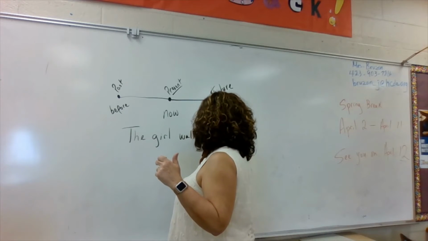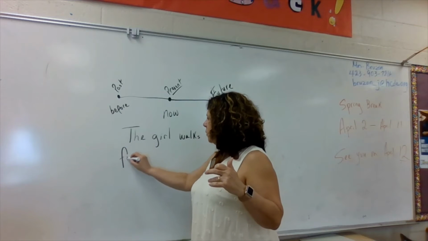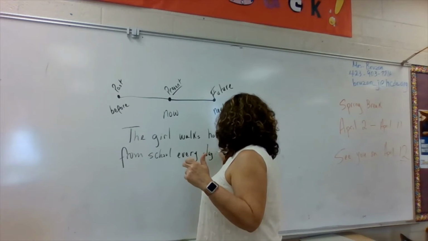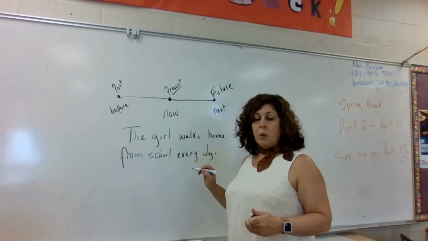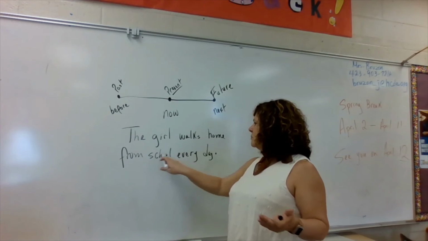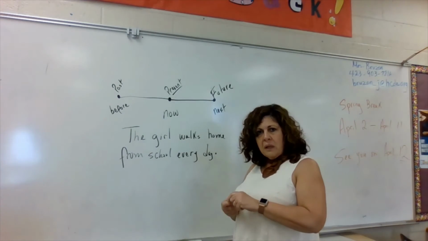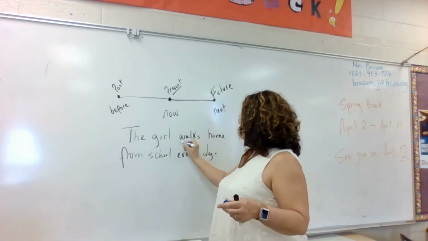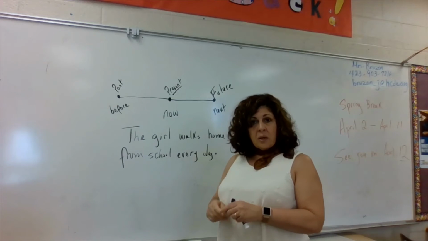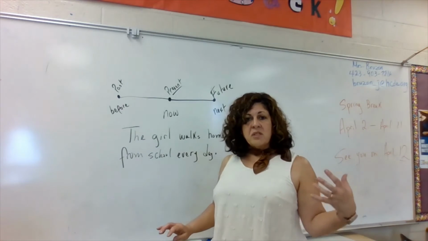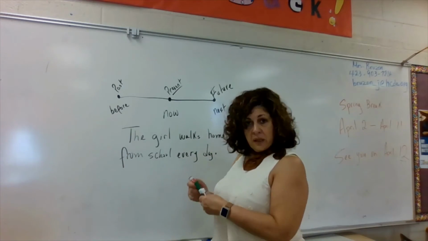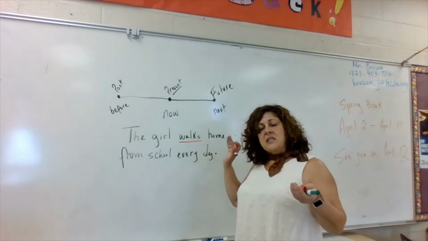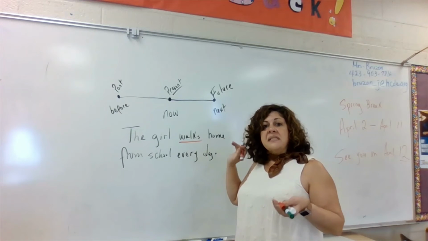The girl walks home from school every day. How about we read the sentence together so that we can practice our diction? Okay, so the girl walks home from school every day. As I mentioned before, the verb is the one that determines the tense, right? So the verb walks is in the present. Let me grab one marker that actually works so that I can underline it over here. So here is our verb walks. This is what tells us the tense of the sentence.